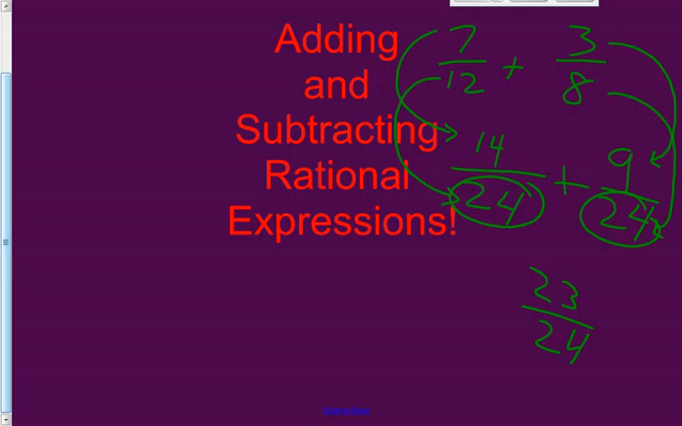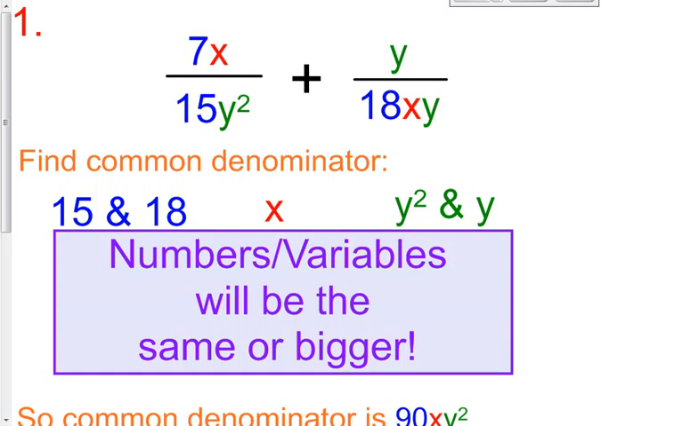However, now our calculator isn't going to do us quite as much good because we have a lot of letters involved as well. So we want to add 7x plus 50 over 15y squared plus y over 18xy. So remember, class, we're not multiplying, so we're not going to do a bunch of reducing right away. We are now adding, so we have to get common denominators.